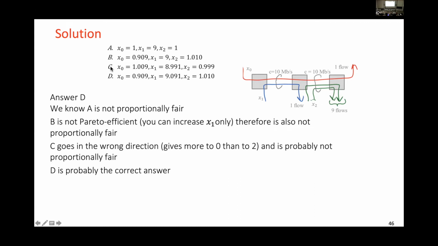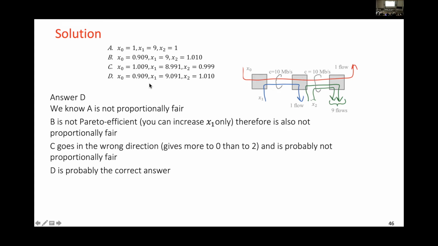Allocation C and D are Pareto efficient. But if you look at allocation C, you will see that it's going in the wrong direction. The purpose of this proportional fair allocation was to give less to someone that uses more of the network. But here we are giving more to X0, a flow that uses 2 links of the network, compared to X2, a flow that uses 1 link of the network.